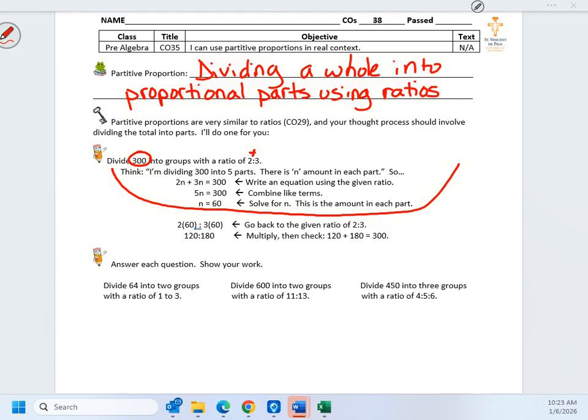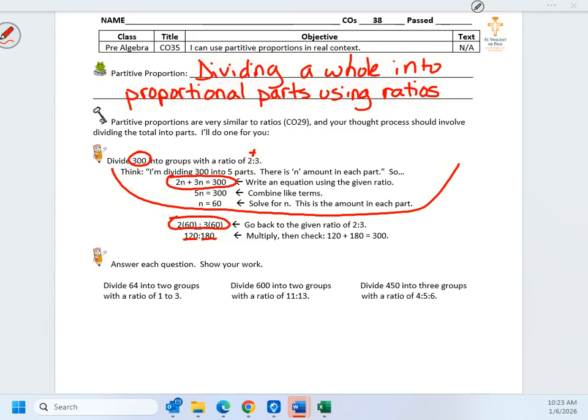Okay? We're going to go back to this equation right here. 2n, 2 times 60. How many pieces is that in those 2 parts? 2 times 60 is 120. 3 times 60 is 180. Then you can check your work. Is 120 plus 180, does that equal the 300 altogether? That's how we check, did I do it correctly? Does that make sense? We're going to work some out together.